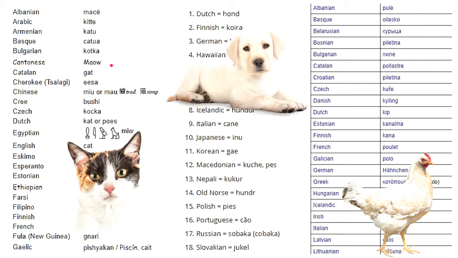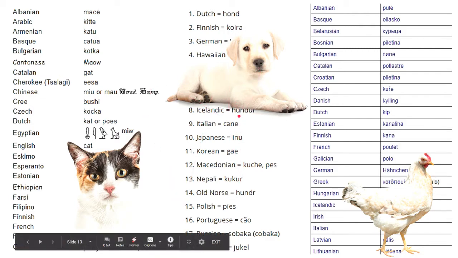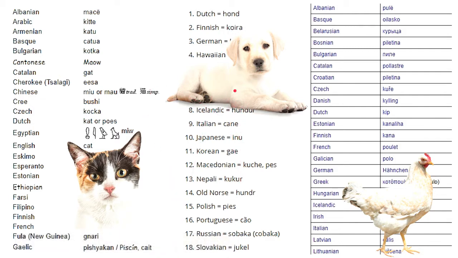So imagine scientists of two different nationalities talking about an organism, but they have different names for that organism. So it was really not efficient. It was really confusing before Linnaeus.